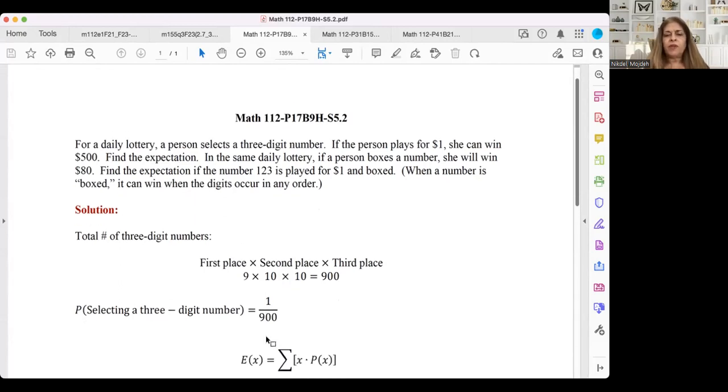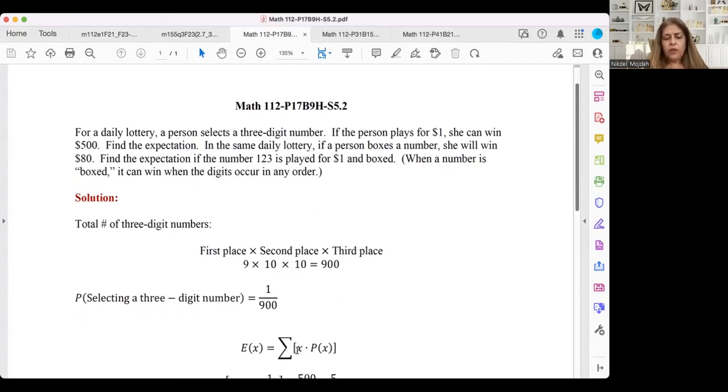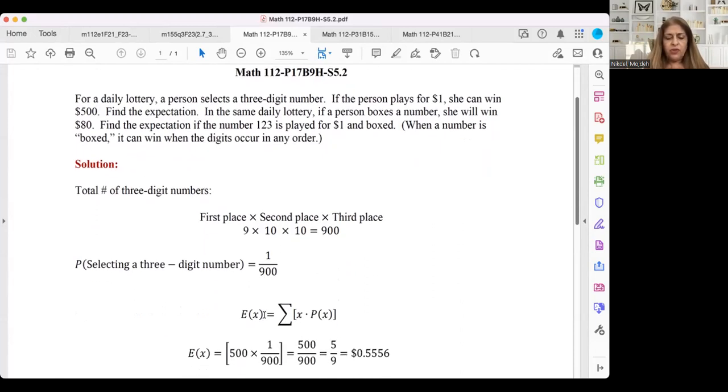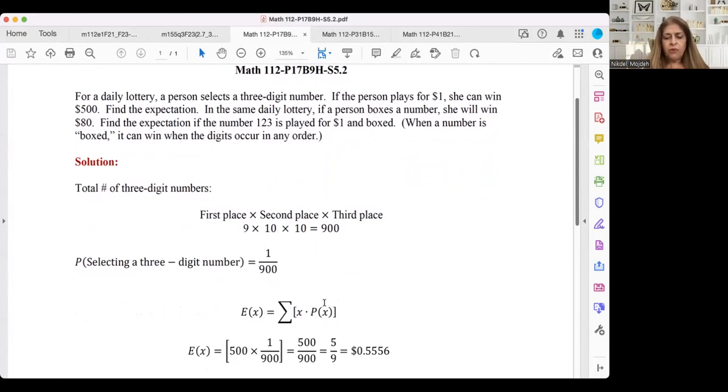Now, what is expectation? X, which is the price in this case, times the probability of X. Your price is 500 times the probability of selecting a three-digit number, which is 1 over 900. So 500 times 1 over 900. You get 500 over 900. You can delete the zeros. You get 5 over 9.